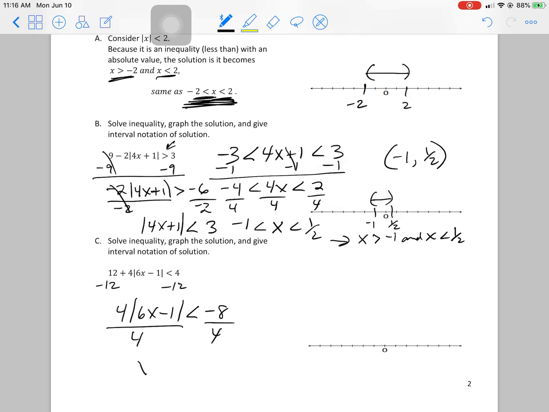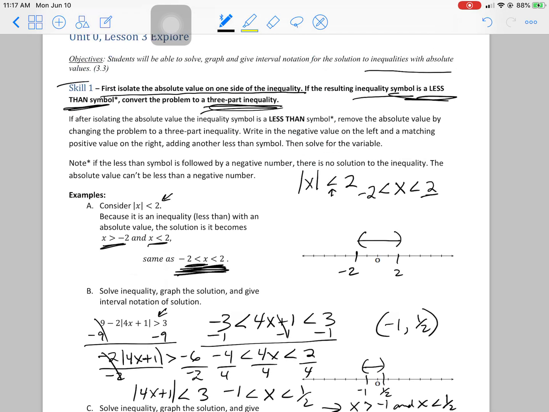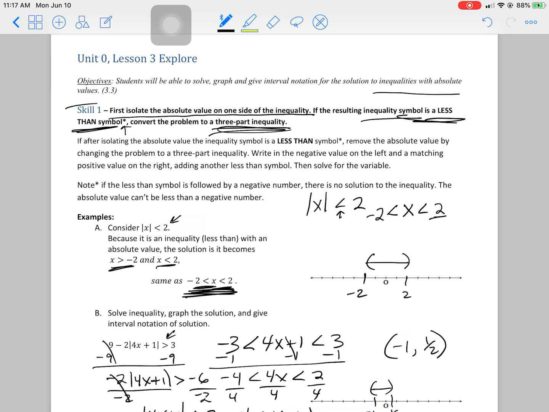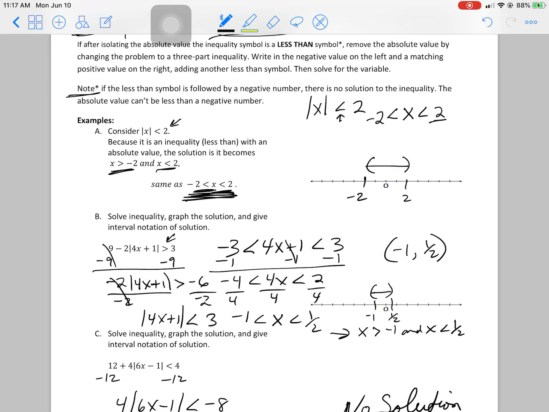I'm isolating my absolute value on one side, putting them back in there. And now this one's less than a -2. An absolute value is less than -2. That doesn't sound right. Since this whole side has to be positive, there's nothing that would make it less than a -2. So this would be your no solution one. This is what the little asterisk symbol up here means. It says, if the less than symbol is followed by a negative number, then there is no solution to the inequality, because the absolute value cannot be less than a negative number. Okay?